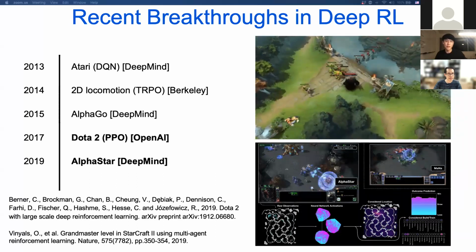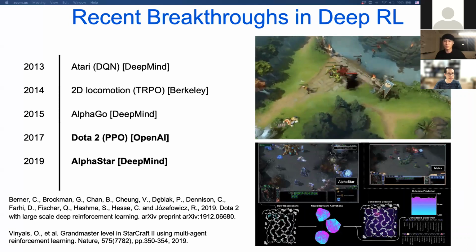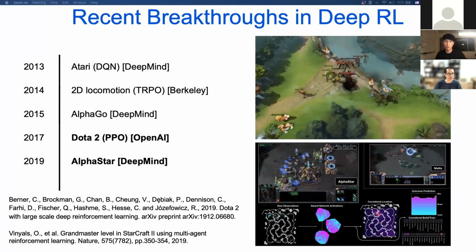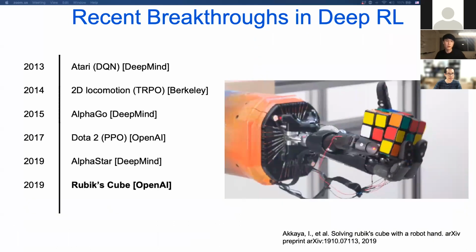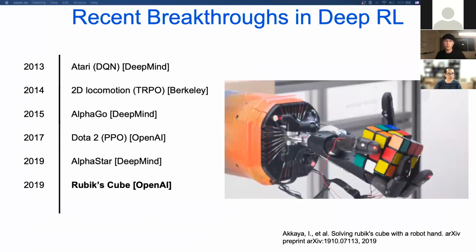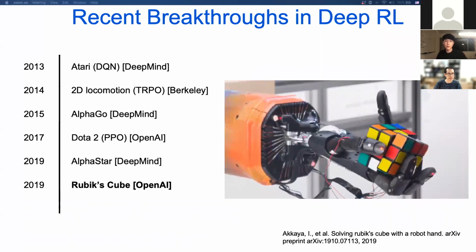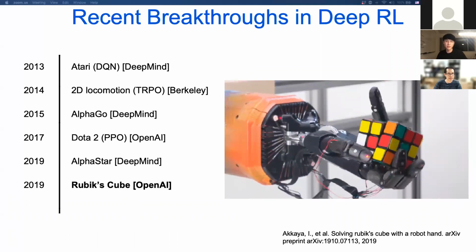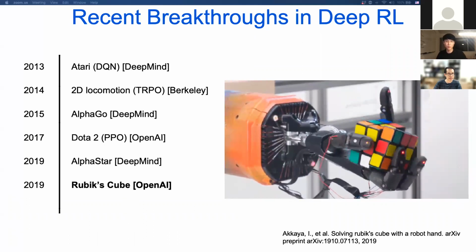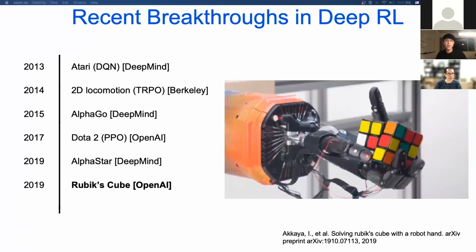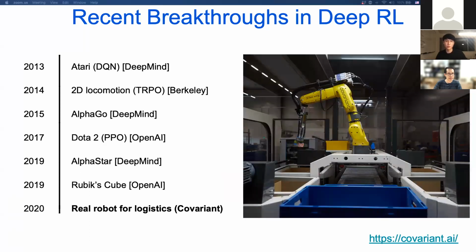And after that, OpenAI and DeepMind showed that RL can also be applied to very complex video games like Dota 2 and StarCraft. And it is also well known that RL can be applied to more practical applications like robotic manipulation. For example, OpenAI showed that RL can do very precise robot control like solving a Rubik's Cube. And a startup company from our lab called Covariant is using reinforcement learning to control real robots in warehouses. These examples are really impressive and clearly show the potential of deep reinforcement learning.